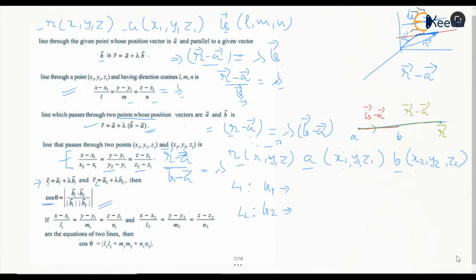So again, what is this? This is nothing but the equation of lines. Let's say this is line 1. For this case, A has components x1, y1, z1, although it is not required. What is required is the direction ratio. So let's say the direction ratio, I'm writing it dr1, is l1, m1 and n1. Whereas for this line, the direction ratio is l2, m2 and n2.